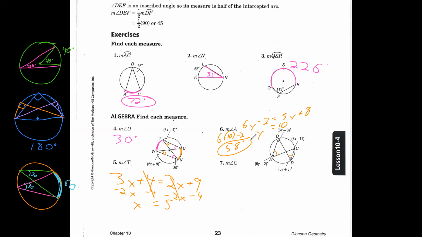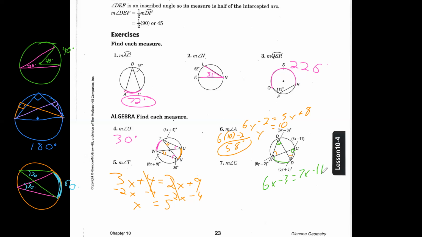On the next one, we have these two angles, B and C, also intercepting the same arc over here. So they were congruent. So we're going to set those two equal. 6x minus 3 equals 7x minus 11.